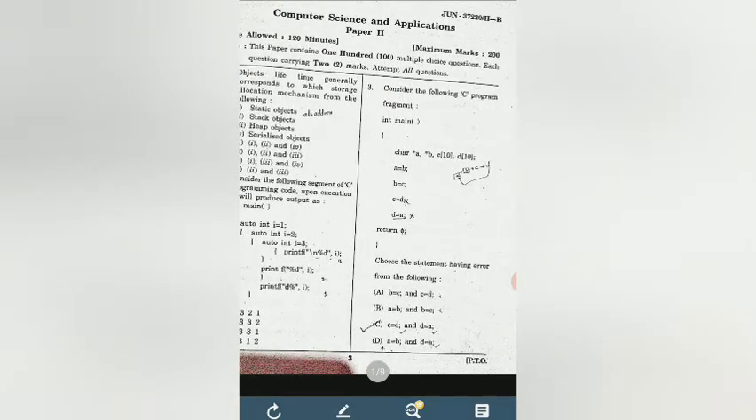Question number 3. Consider the following C program. In this case, C equals D and D equals A. This is the incorrect answer, as A and B are pointers and C and D are arrays.